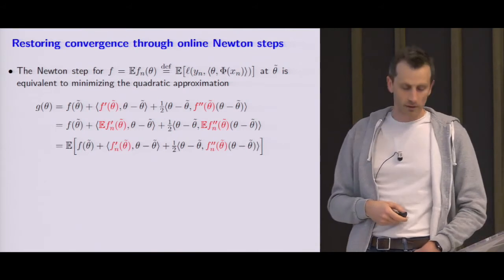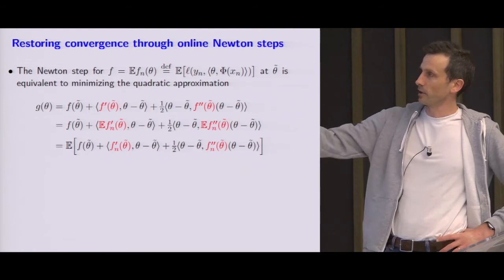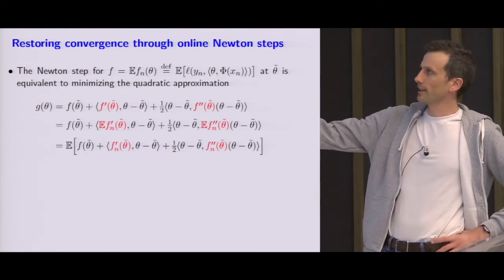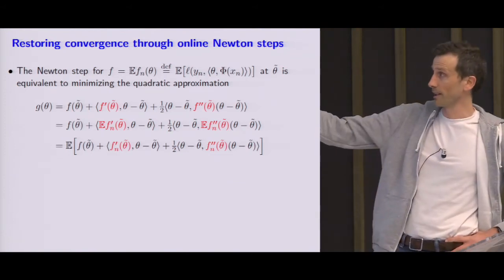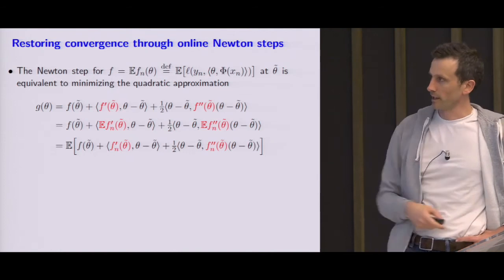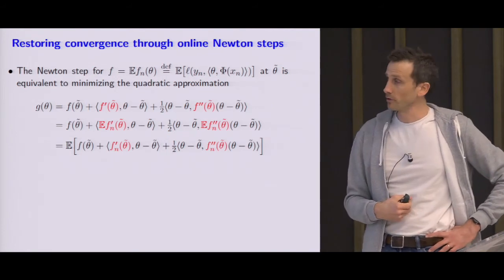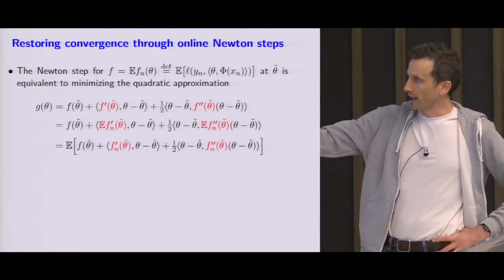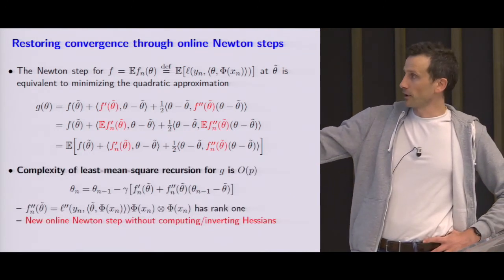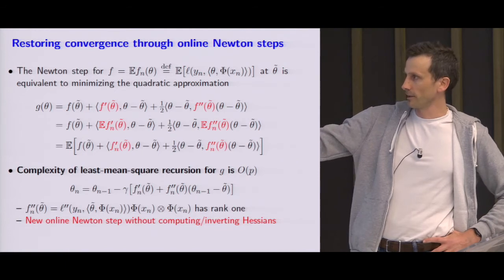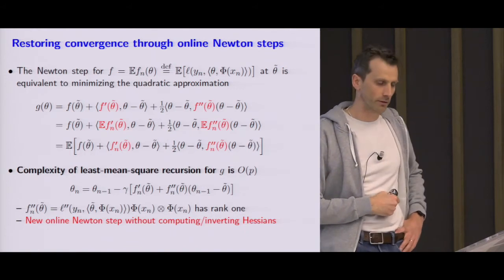This corresponds to doing a second order Taylor expansion of my function g around theta tilde: constant term, linear term, quadratic term. Those are expectations, because I'm minimizing an expectation, so I can put the expectation outside like this. And now, to solve that Newton step, I'm going to do a stochastic gradient on that one. So I need to compute the gradient of that function. This is the zero-order gradient, this is the first-order gradient, this is that gradient over there. So this is the recursion.